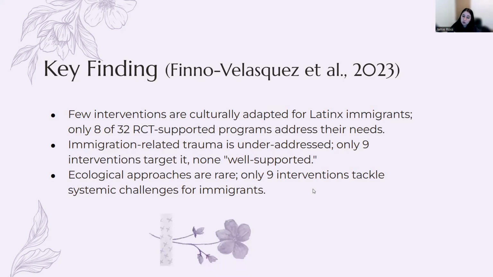So few interventions are culturally adapted for Latinx immigrants. Only 8 of the 32 RCT supported programs address their needs, and then immigration-related trauma is under-addressed as well. Only 9 interventions target it, and then none of them are well supported. And ecological approaches are rare as well. Only 9 interventions tackle the systematic challenges for immigrants.